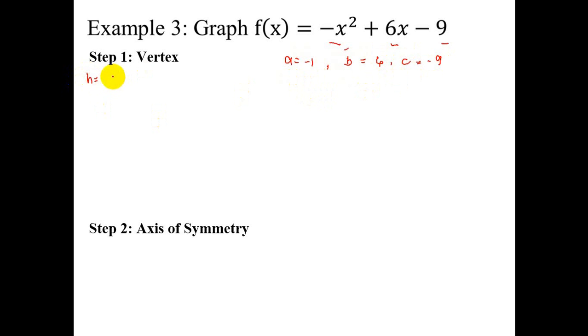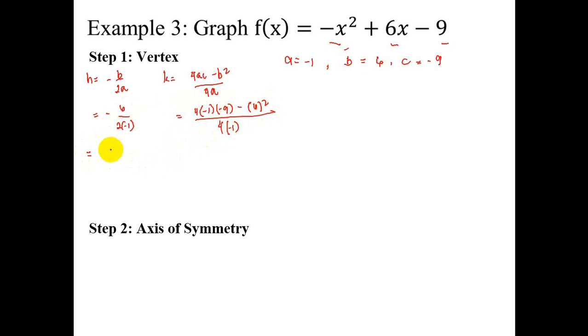So let's start with H, which is negative B over 2A, and K, which is 4AC minus B squared all over 4A. Substitute the values: negative times 6 over 2 times negative 1. Then here we have 4 times A, which is negative 1, and C, which is negative 9, minus B, which is 6 squared, all over 4 times negative 1, which is the value of A.